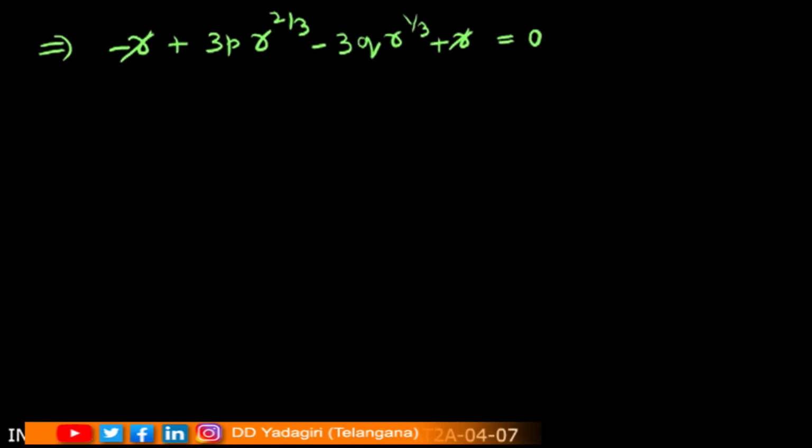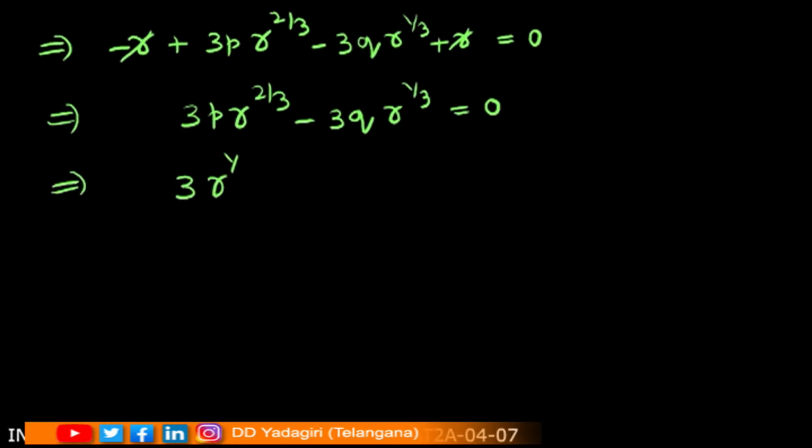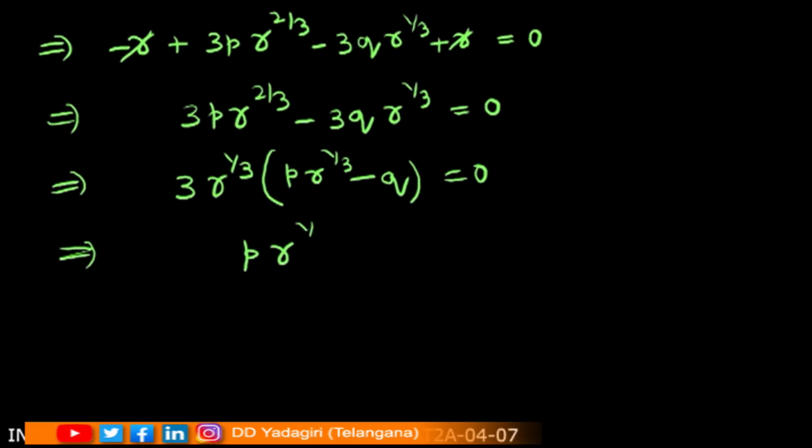Minus r plus r gets cancelled. This implies 3p r to the power of 2 by 3 minus 3q r to the power of 1 by 3 is equal to 0. This implies if I take 3 r to the power of 1 by 3 common, p r to the power of 1 by 3 remains because it is 2 by 3, minus q is equal to 0. Dividing by 3 r to the power of 1 by 3, we have p r to the power of 1 by 3 minus q is equal to 0.